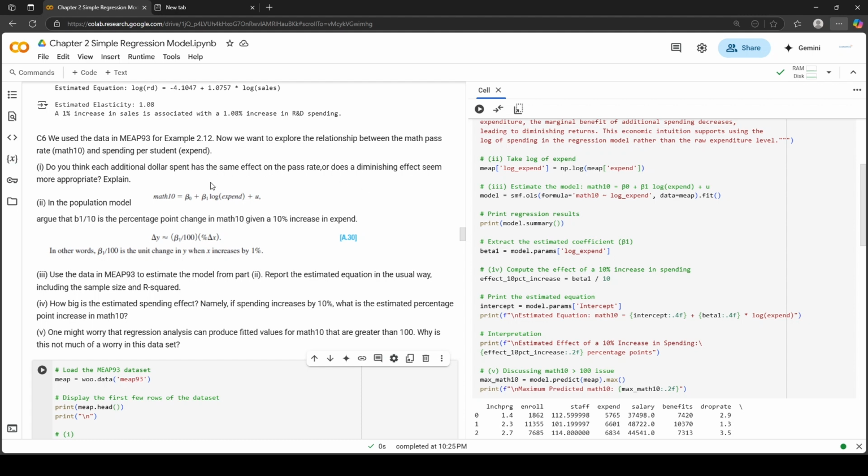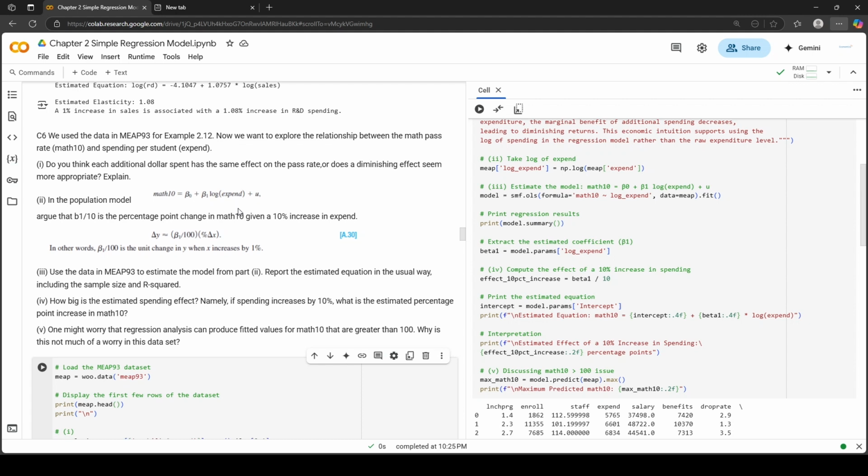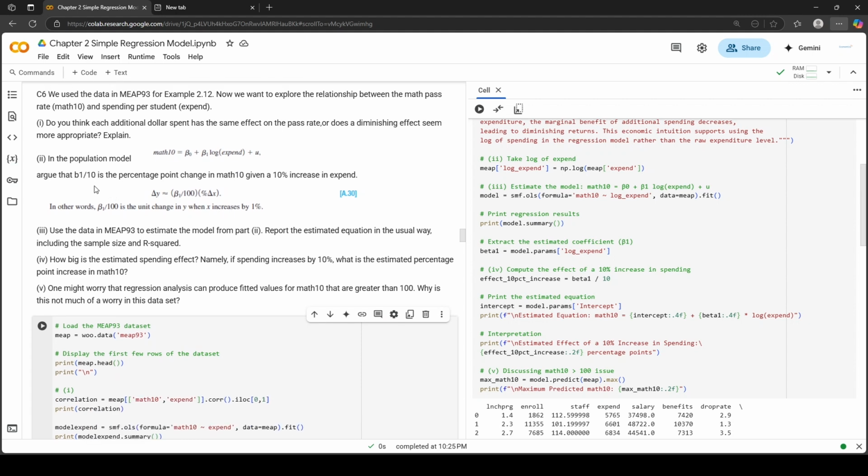For this, we have to work out the relation between pass rate and expenditure, and we can do this by correlation and regression analysis. Now in the second part, it says, in the population model, math10 is being explained by the logarithm of expend. Argue that beta1 divided by 10, where beta1 is the coefficient on log expend, is the percentage point change in math10. Okay, so let's begin.